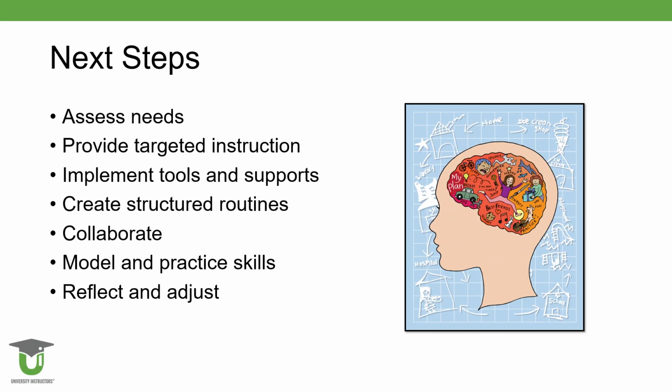Effective instruction begins with assessing student needs to understand where learners are academically, socially, and emotionally. Using this information, instructors can provide targeted instruction that addresses those specific gaps and builds essential EF skills through differentiation and scaffolding. Educators then implement tools and supports, such as visuals, organizers, and goal setting, to help students access learning and develop independence.